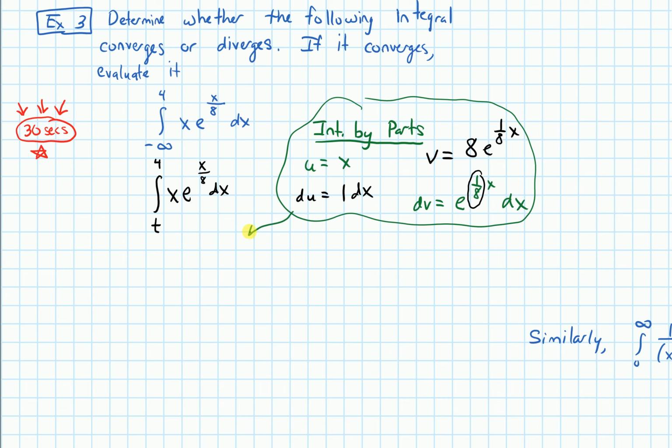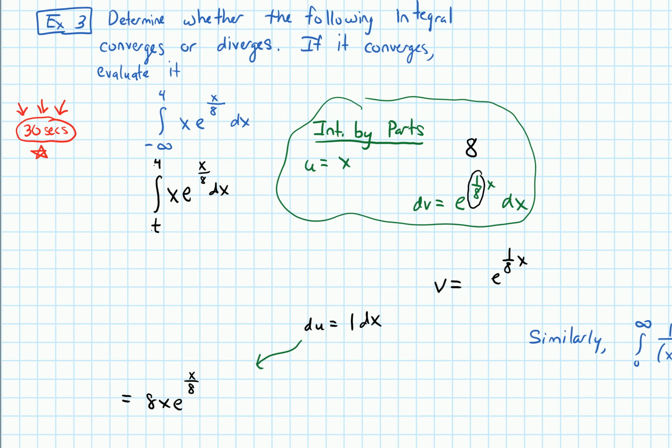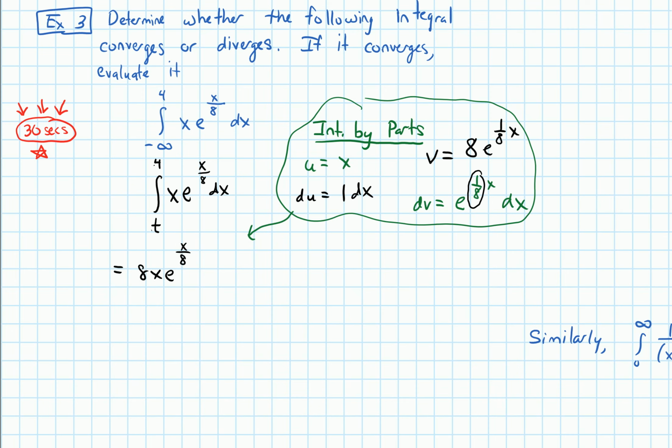So let's apply this. When we apply this, we will end up getting uv, so that is 8x e to the x over 8. I'm just starting to multiply these together. And then this is a definite integral, so on this part, I do have to put a line and put a t and a 4. And then minus my integral, with those limits t and 4, and then v du. So that will be e to the x over 8 dx.